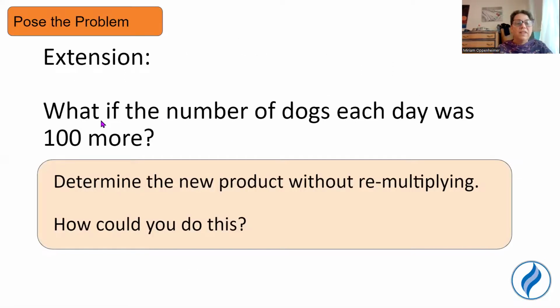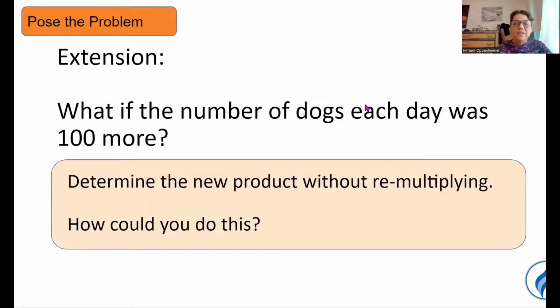Okay, what if the number of dogs each day was 100 more? Determine the new product without re-multiplying. So we can add, but we can't multiply. How could you do this? How could we do this?